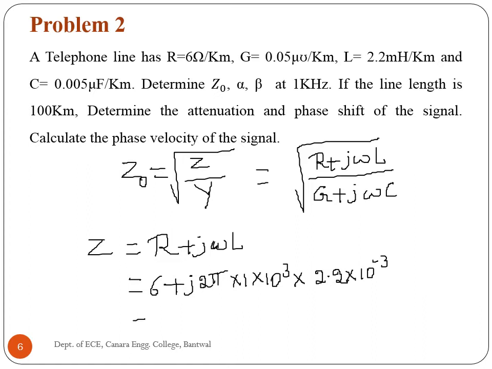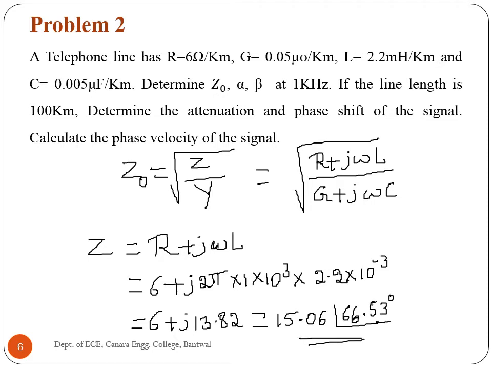So which is equal to 6 plus j 13.82. Polar form of this is 15.06 angle 66.53 degree ohm.